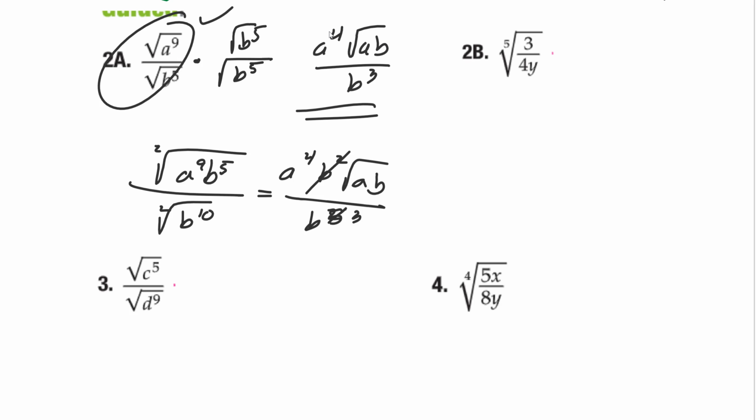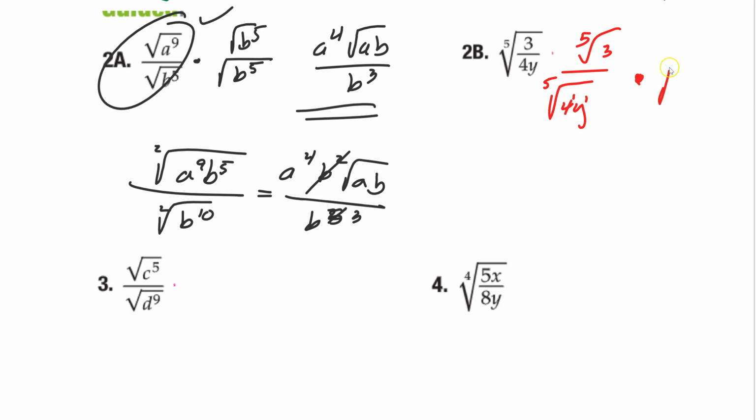That's air quotes. Next one, because that one actually interests me, that one's a little more interesting to me. So we're going to separate it. It's the 5th root of 3 and the 5th root of 4y. Now again, if you want to rationalize this, I need the powers here to match up to be 5, because I need them to cancel out.